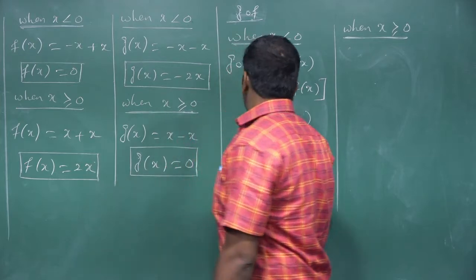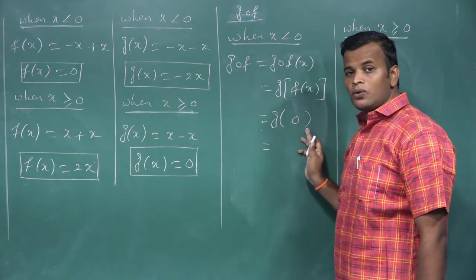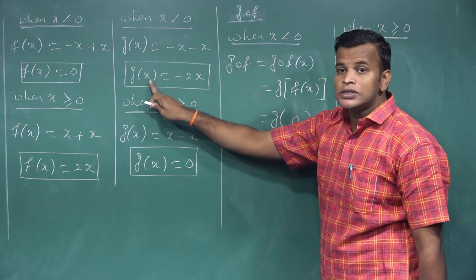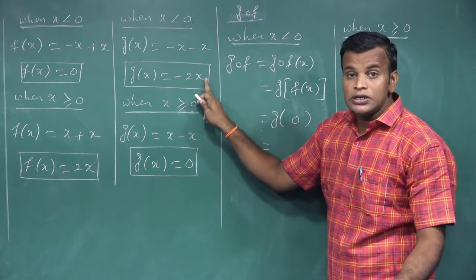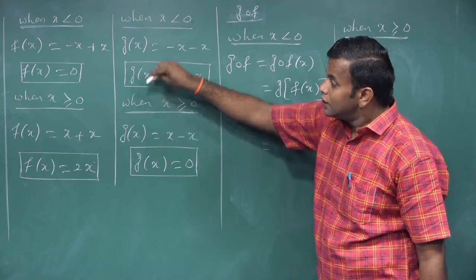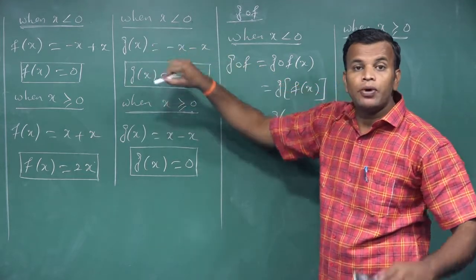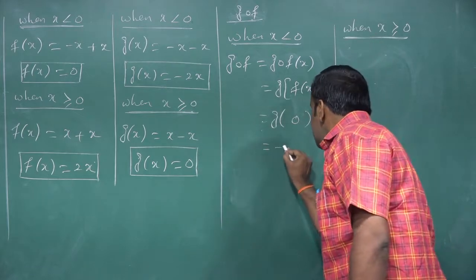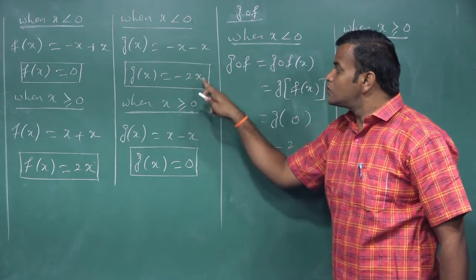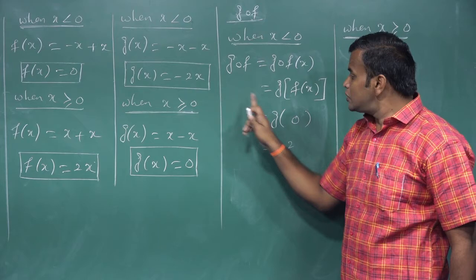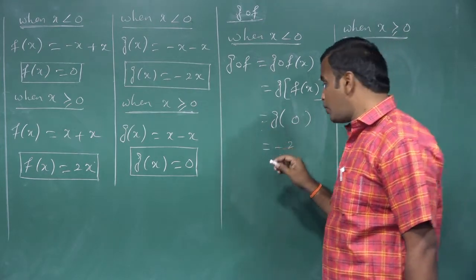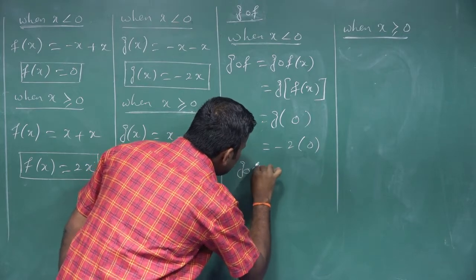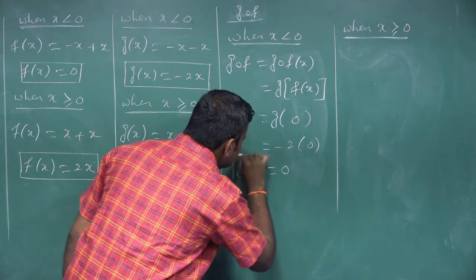Next, what is the value of g of 0 when x is less than 0? When x is less than 0, how to define g of x? Minus 2x. That means the nature of the function g is a multiple with minus 2. Here x is there, so we write x. In place of x here, 0. So minus 2 into 0. So g∘f is also 0.